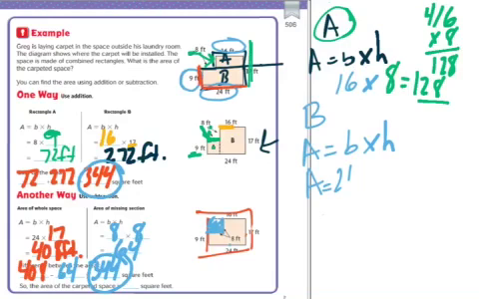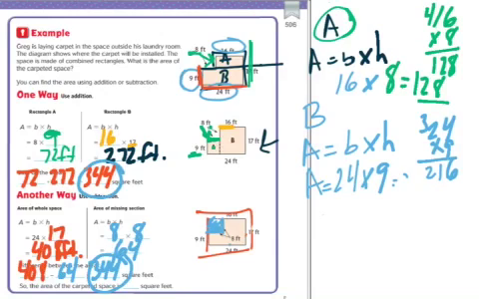Area equals 24 times 9. I'm going to do this off to the side. 4 times 9 is 36, and I carry my 3. 9 times 2 is 18, plus 3 more is 21. Okay, so now I have my area of rectangle B and my area of rectangle A, and my final step, just like before in example number 1, is to add them together.